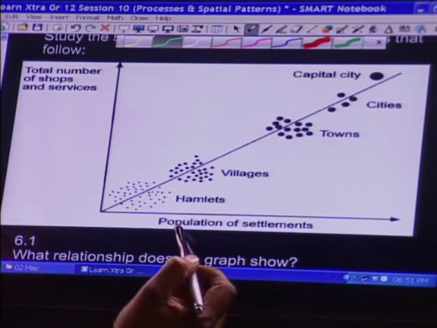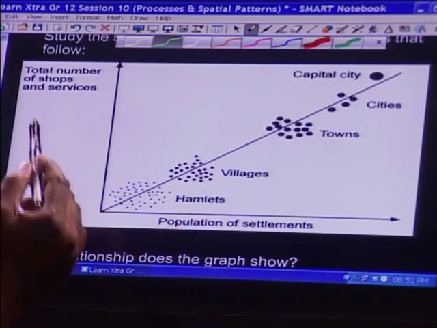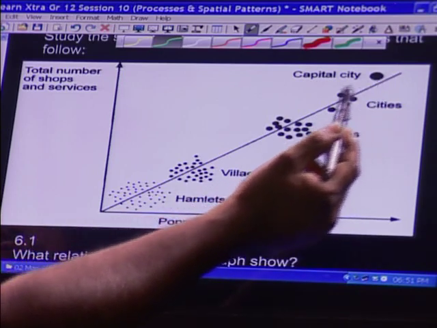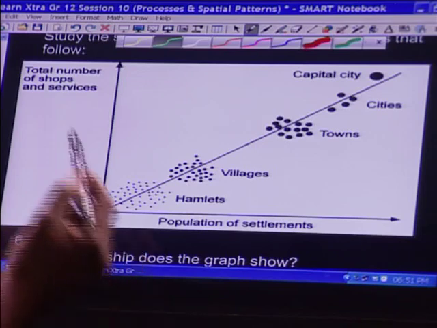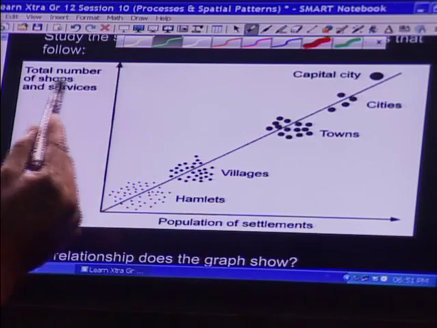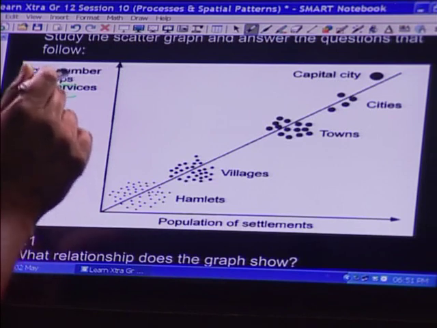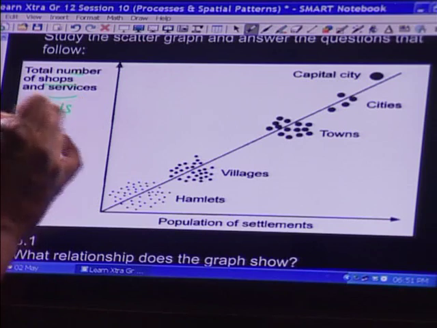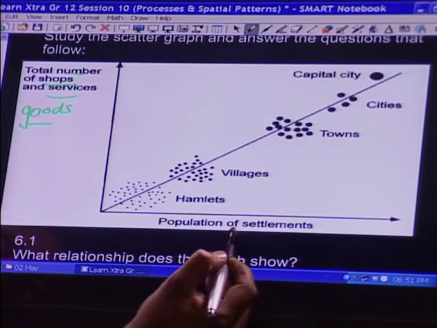Continuing with question 6, study the scatter graph and answer the questions that follow. When it comes to these kinds of questions, we should note the following. We need to make a study of the particular graph to determine what kinds of trends are available. In this example, you've got different types of settlements located along a line that is increasing. Note the y-axis represents the total number of shops, in this case, services or goods. Population of settlements on the x-axis.